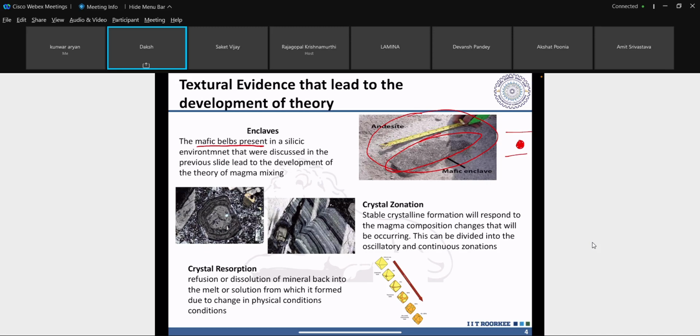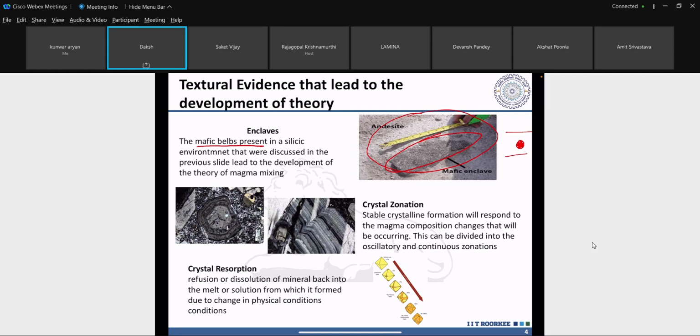Now, second, we have crystal zonation. Stable crystalline formation will respond to the magma composition changes that will be occurring. This is true because we have studied fractional crystallization to some extent. So if there is any change in the composition of the magma, the crystallization of that magma will change as well, because there is a drop in temperature or a drop in the composition that causes a change in the composition of the magma. And because there is change in the composition of magma, zonation of certain crystals takes place.